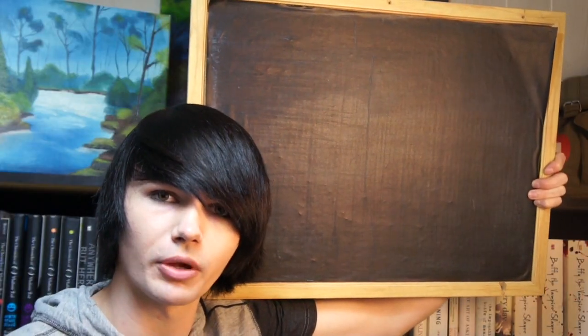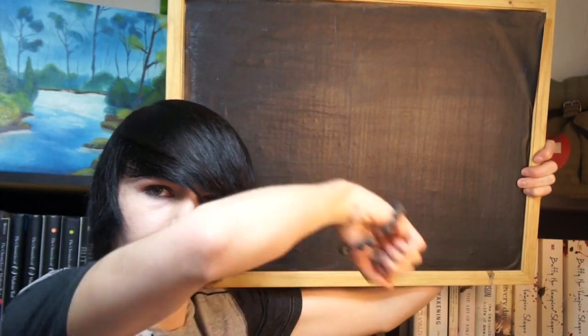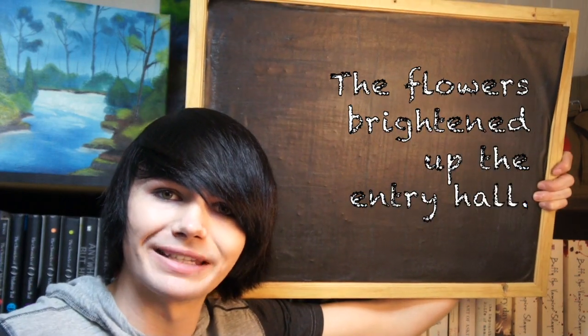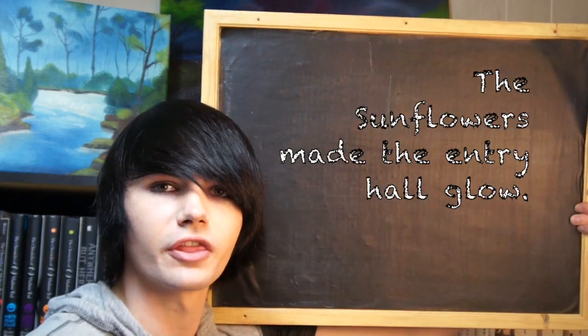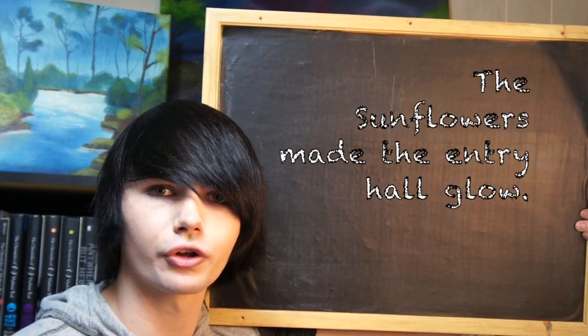There's a myriad of ways to cut the fluff and slim down the word count of our novels. The first way of which is by being specific. Good old Mr. Chalkboard will help me with this one. For example, don't simply say, "The flowers brightened up the entry hall." Instead you could say, "The sunflowers made the entry hall glow."